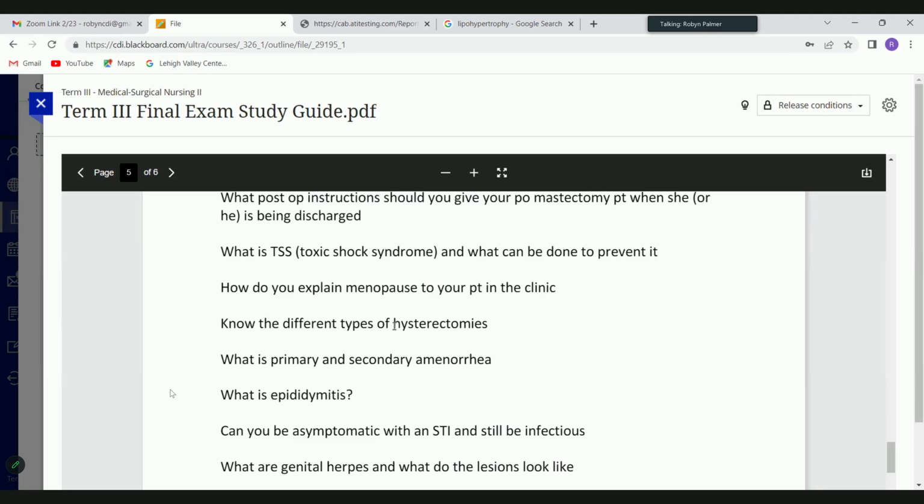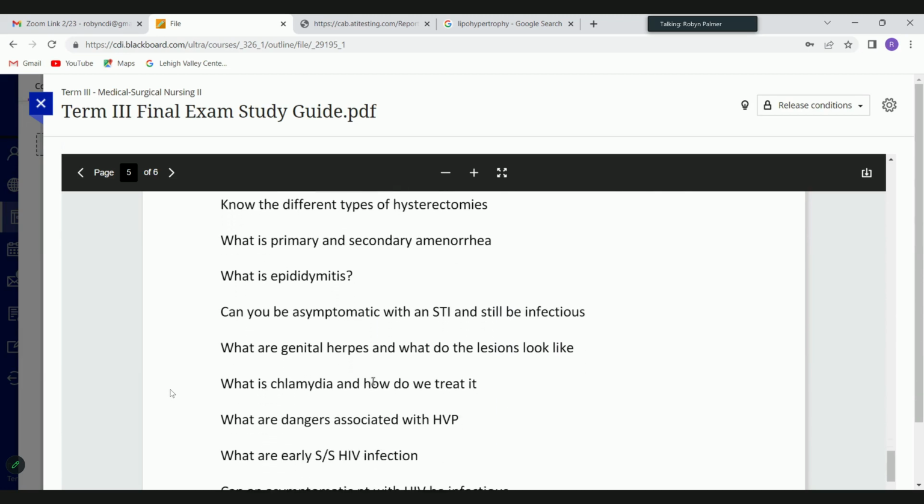Good notes. Hysterectomies, we're going to talk about amenorrhea, epididymitis. Can you be asymptomatic with an STI and be infectious? Yes, absolutely. A carrier. What does genital herpes look like? It's fluid-filled vesicles that erupt and become painful ulcers. Yeah, so it's a fluid-filled vesicle that erupts, and then you have an open ulcer.